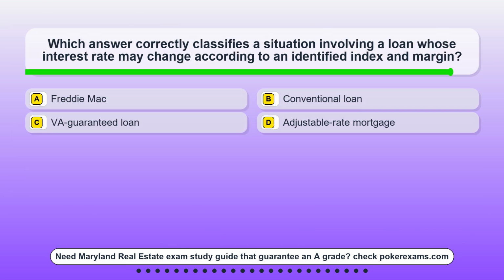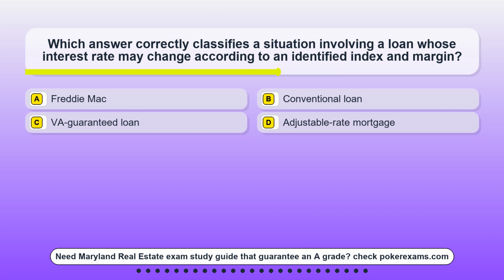Question 12. Which answer correctly classifies a situation involving a loan whose interest rate may change according to an identified index and margin? Option A, Freddie Mac. Option B, conventional loan. Option C, VA guaranteed loan. Option D, adjustable rate mortgage.